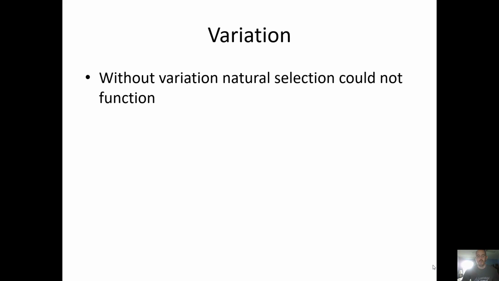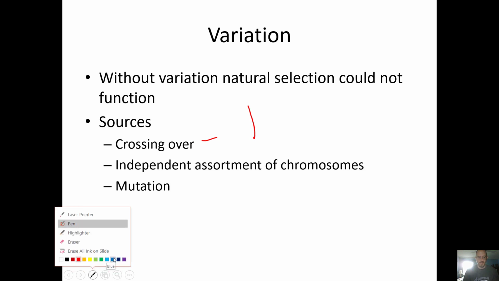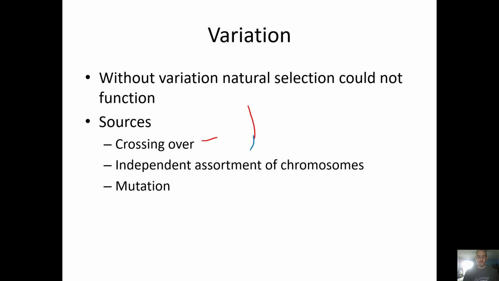Meiosis is important because without it, there's no variation. And without variation, there is no natural selection. And the sources of variation are crossing over, where you end up with chromosomes that are part maternal, part paternal, as we've talked about in the past. So you end up with a chromosome that has crossing over occurring. Independent assortment of chromosomes, which we haven't hit on too hard yet. I'll get there in a second.